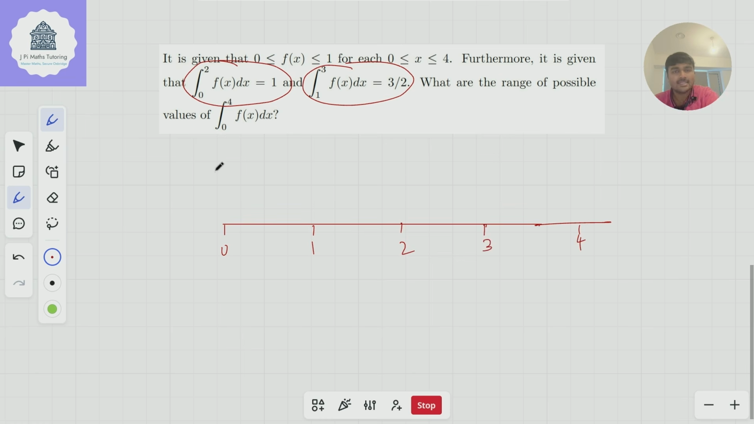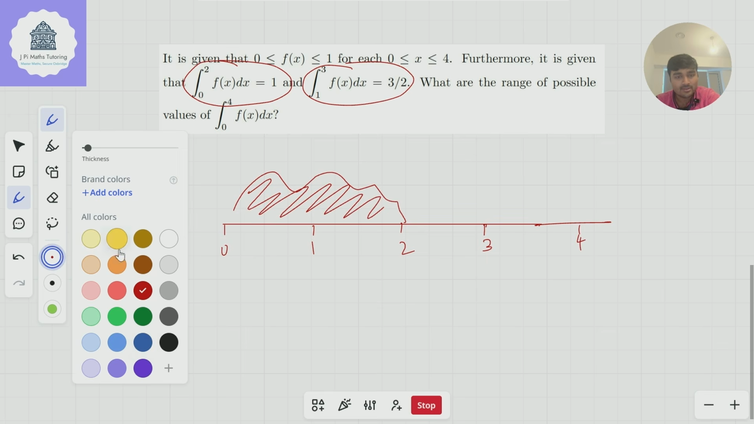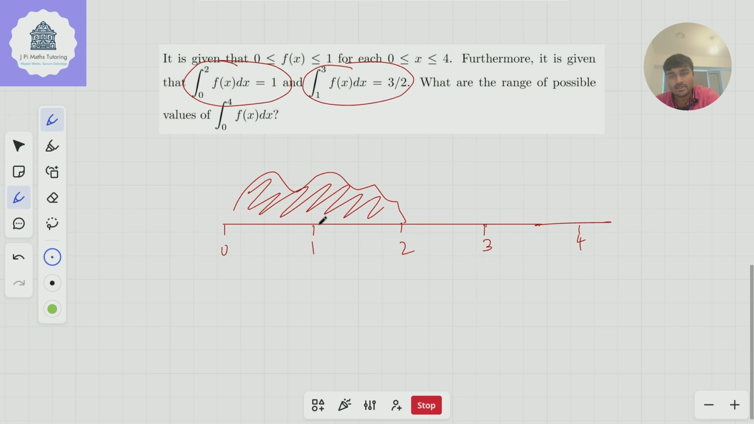That's our x-axis. And now we know that the area from 0 to 2 is 1, so maybe that area there is 1. And we know that the area from 1 to 3 is 3 over 2, so maybe it looks something like that. Well, actually, sorry, it would obviously have to have the same red bit because it's all one function, but then maybe this bit here. So when I add that and I add this bit, I get 3 over 2.